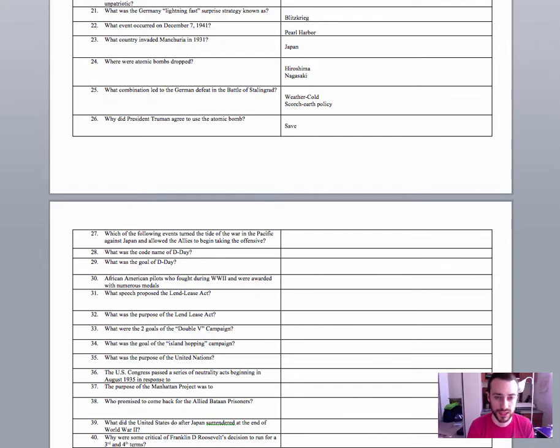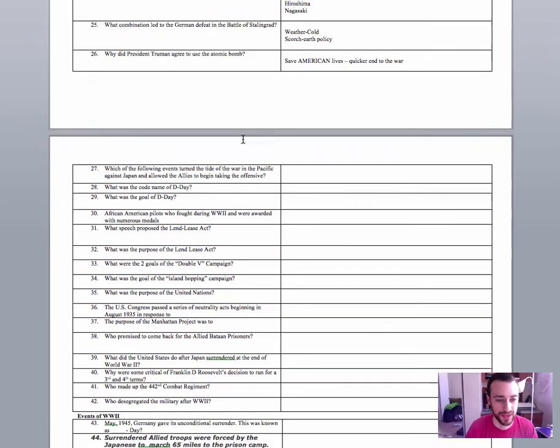He wanted to save American lives. And he wanted to do this. He thought that this would be faster for the war. So save American lives, quicker end to the war.